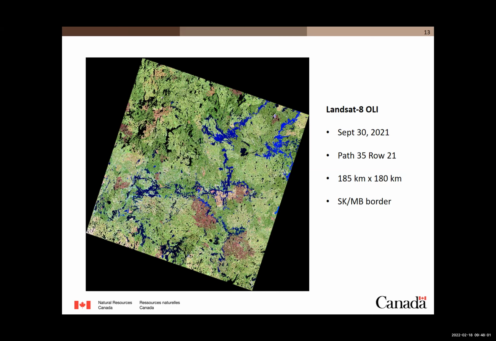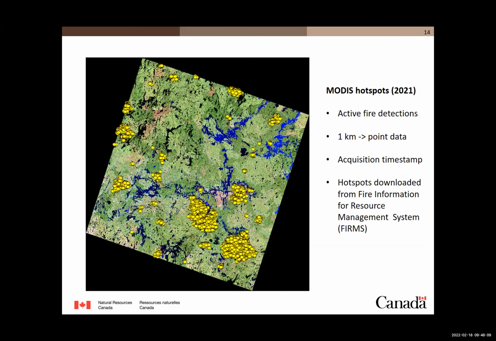So in order to know which of these burned scars are from 2021, what we do is overlay our fire hotspots from 2021. For this, I'm using the MODIS hotspots, but you can also use hotspots from other satellites such as VIIRS. Now, with the hotspot data, you get an acquisition date for each point. So this is very important to look at to ensure you are mapping the burn after the fire is out. And that would be the last acquisition of a hotspot.